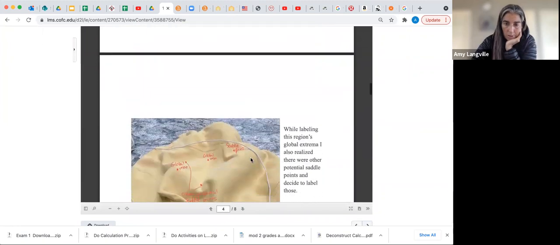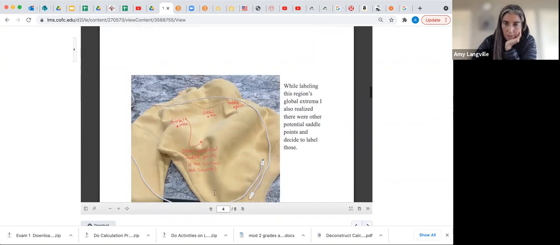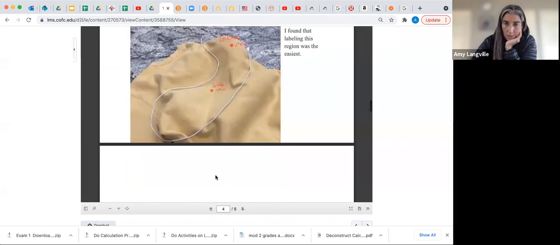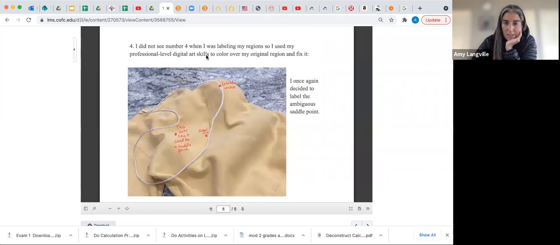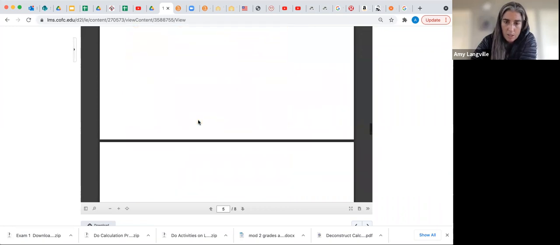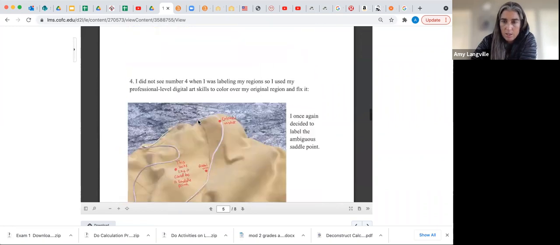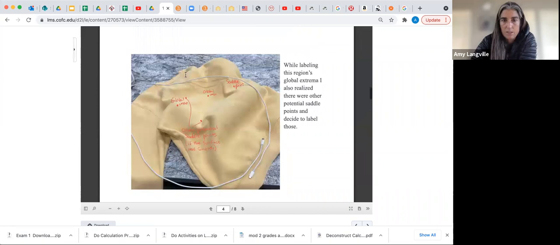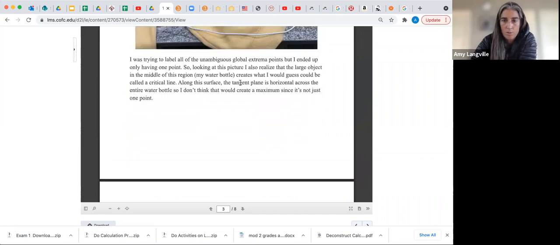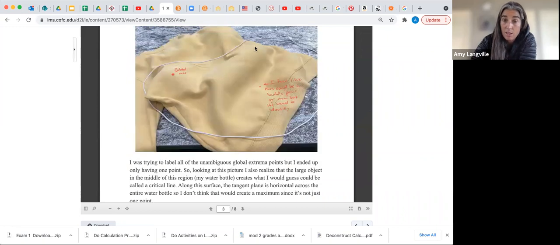Okay, oh yeah, this one here, she has a water bottle laid under there that makes what she calls, oh yeah, when she went into her professional level digital art skills. This one, modify the region. She says, yes, okay. This water bottle could create what she's calling a critical line, right? This is like a ridge, and everything along there is an extrema.